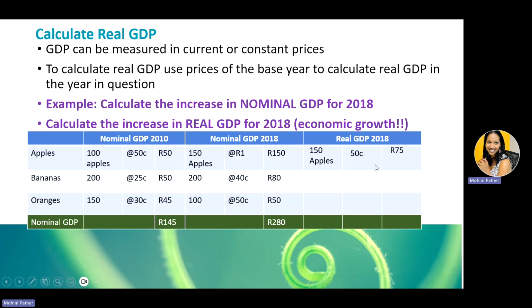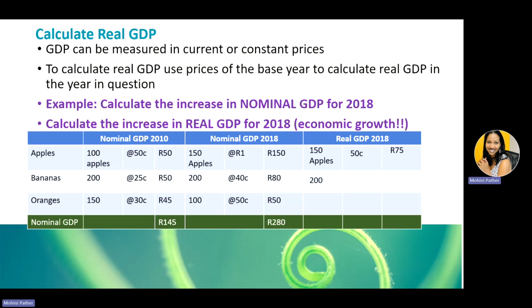And we see, has our economy actually grown from 2010 to 2018? Because we are using a base year of 2010. And we can see, yes, we have in fact grown, but we haven't grown quite as much as we thought we did.